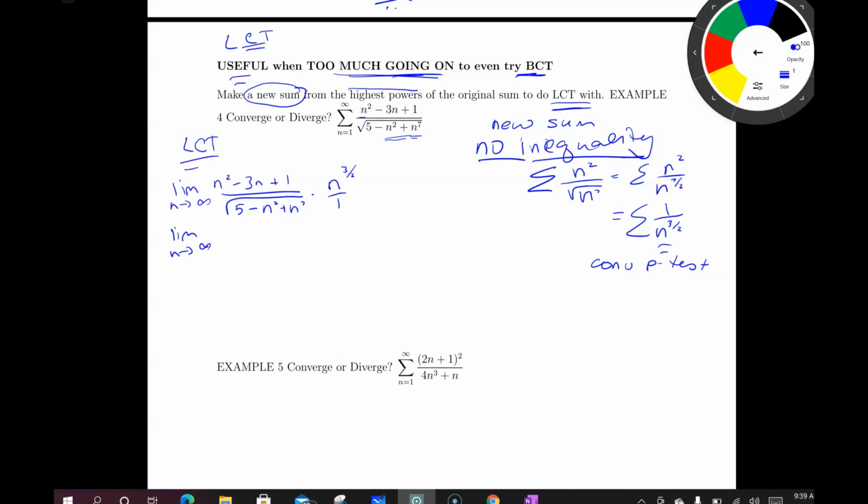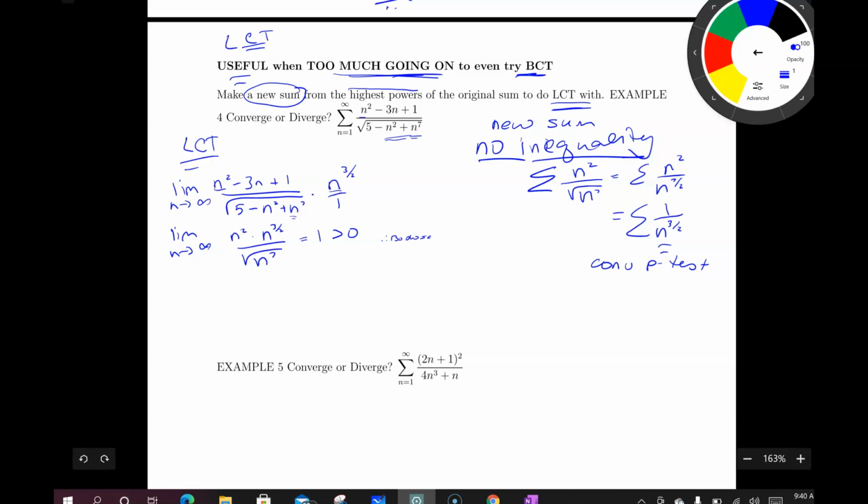Now I'm taking the limit as n goes to infinity, so that means I'm taking the highest powers, from the top and from the bottom. On the top I have n squared times n to the 3 halves. On the bottom I have root n to the 7th. Wait a minute, that gives me 1, doesn't it? It's what happens a lot. So this is a number bigger than 0 and it's not infinity, so I get the conclusion they both do the same thing.